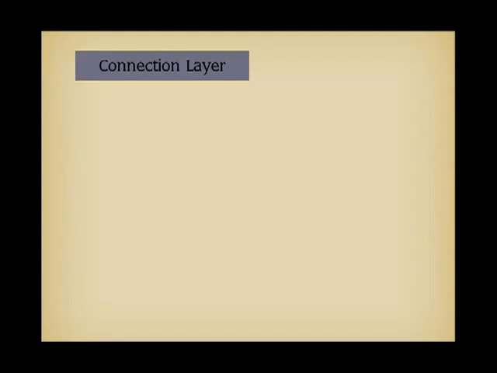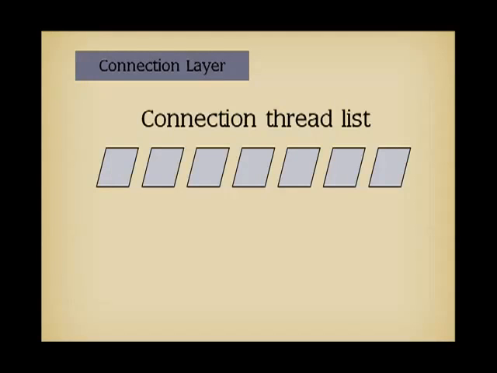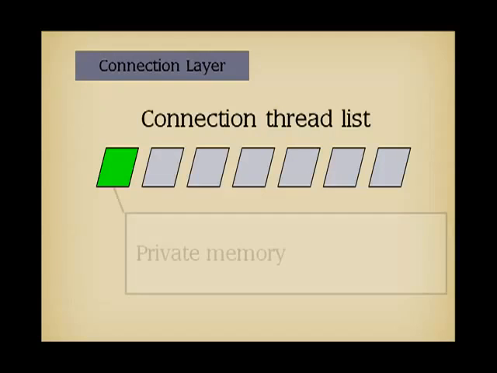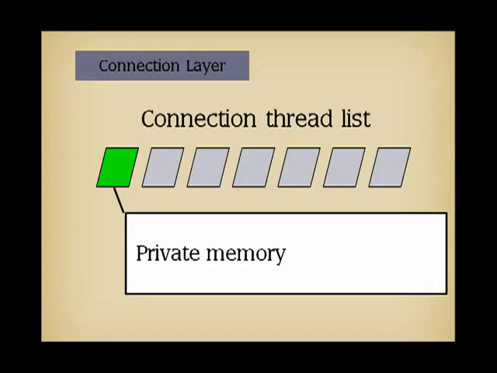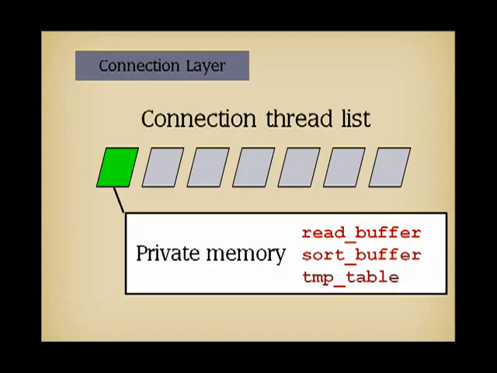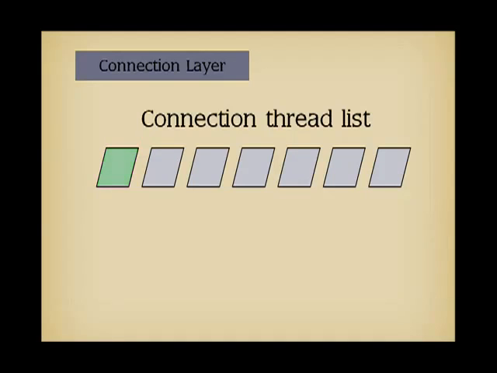Each server connection is a thread to which MySQL assigns memory buffers. The read buffer size controls the buffer for sequential scans. The sort buffer size controls the buffer for sorts. Temp table size controls the maximum size of temporary memory tables that are used for group by operations. Those buffers are dynamically allocated during query execution.